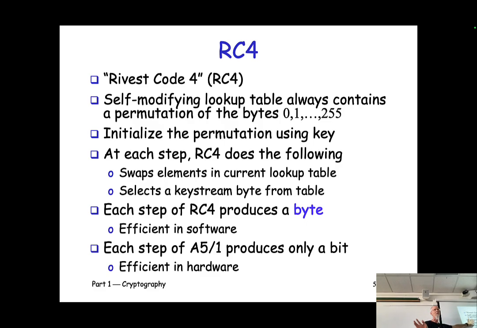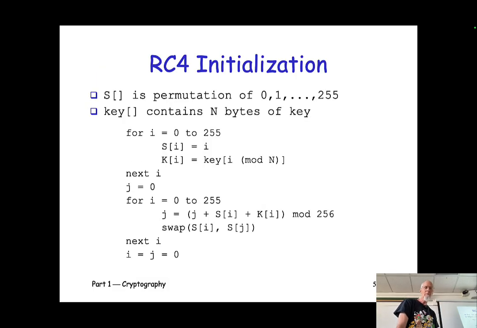Okay, that's very unusual for stream ciphers, so it does get used a lot because of that. And it also produces a byte at each step, instead of something like A5/1, which just produces a single bit. So we get a whole byte, 8 bits, at each iteration here. Okay, so here it is.